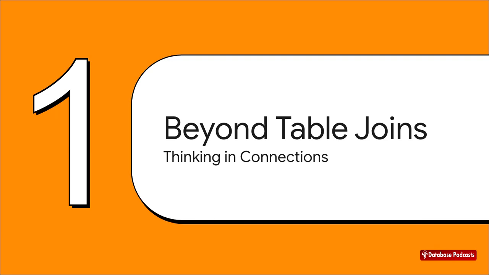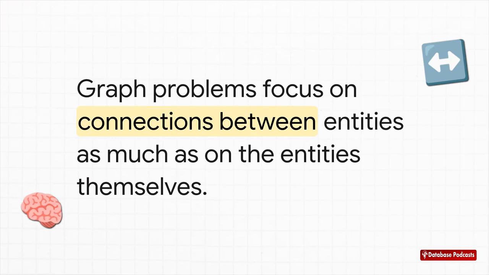To solve this, we really need to step beyond the world of table joins. We have to start thinking in connections. This right here is the fundamental mental shift you have to make. Instead of focusing on, say, a table of users and another table of posts, graph processing is all about the relationships: the friendships, the likes, the shares. It's all about the lines connecting the dots, not just the dots themselves.